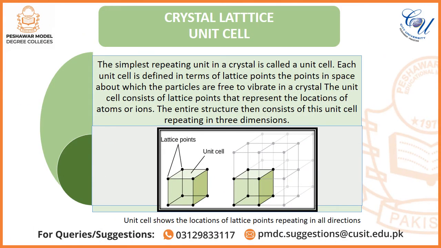The next topic is the crystal lattice or unit cell. The simplest repeating unit in a crystal is called a unit cell. Each unit cell is defined in terms of lattice points, the points in space about which the particles are free to vibrate in a crystal. The unit cell consists of lattice points that represent the location of atoms or ions. The entire structure then consists of this unit cell repeating in three directions.